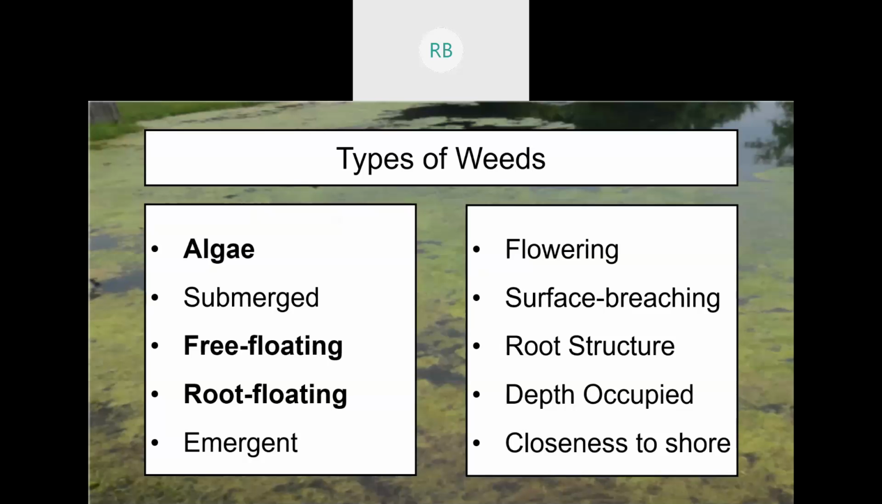Now, the differences between all weeds that you see on this list are going to be whether or not they do some kind of flowering, whether they breach the surface of the water. If they have a root structure, what form does that root structure take? The depth the weeds occupy in the water, i.e., are they sitting on top of the water? Do they swim freely through the water column? Are they rooted throughout the water column? And lastly, the closeness to the shoreline.